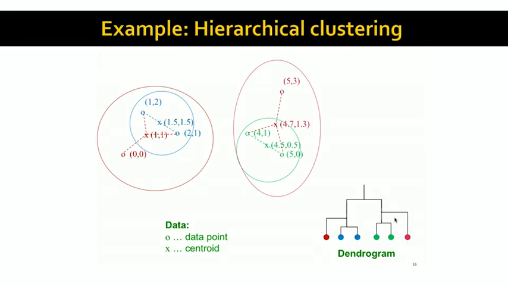For example, if the data points actually represent species of different animals, then the dendrogram represents a family tree of how these species evolved.